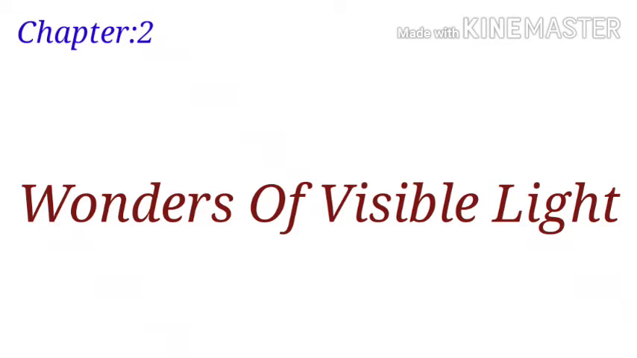We are discussing our second chapter, Wonders of Visible Light. In the last video we discussed the different objects which reflect light, regular reflection and diffuse reflection, and how we are able to see objects. Today we are going to discuss something more about the wonders of visible light.